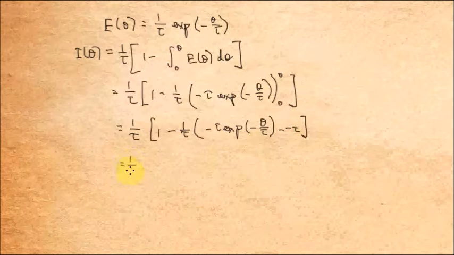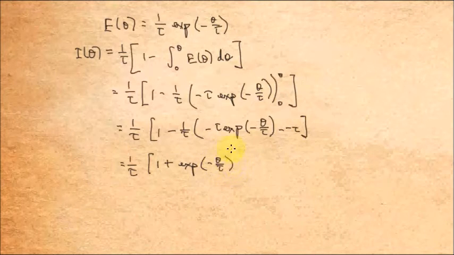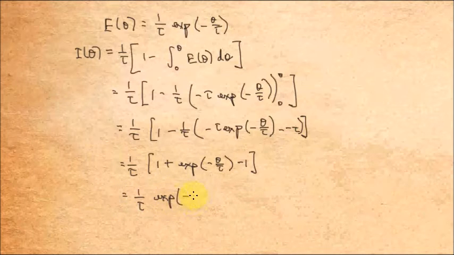And so we've got 1 over tau, and it's 1 minus. If we multiply this out, this tau can cancel, leaving us with the plus exp of minus theta over tau. And then, actually I needed to close this bracket, so there's a closed bracket there. So this is a plus tau, and we've got plus tau times minus 1 over tau, so this works out to a minus 1. And so 1 minus 1, and then 1 over tau exp of minus theta over tau. And that's our I of theta.